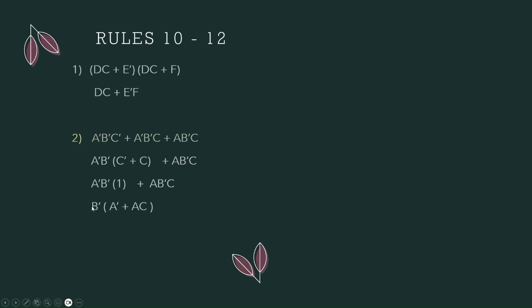Next we pulled out the B naught down here, and then we have A naught plus AC. And because we have an A naught as our leading term, this A right here kind of just goes away. So we have B naught times A naught plus C, and then I distributed in the B and the B naught, and it becomes this.